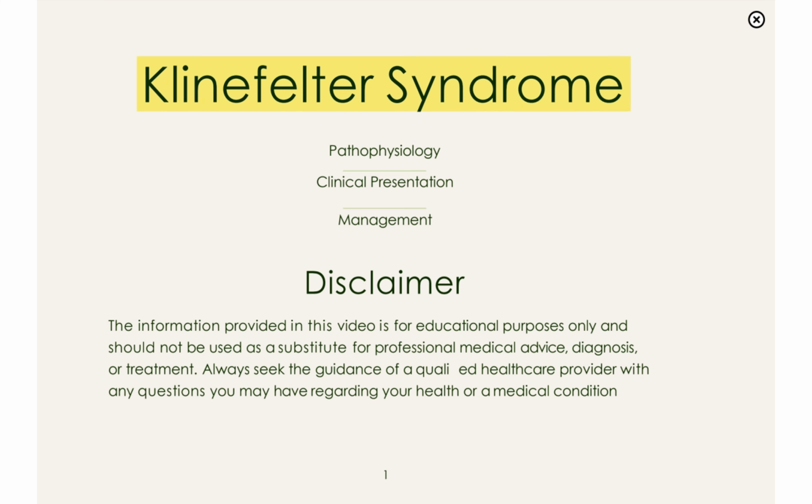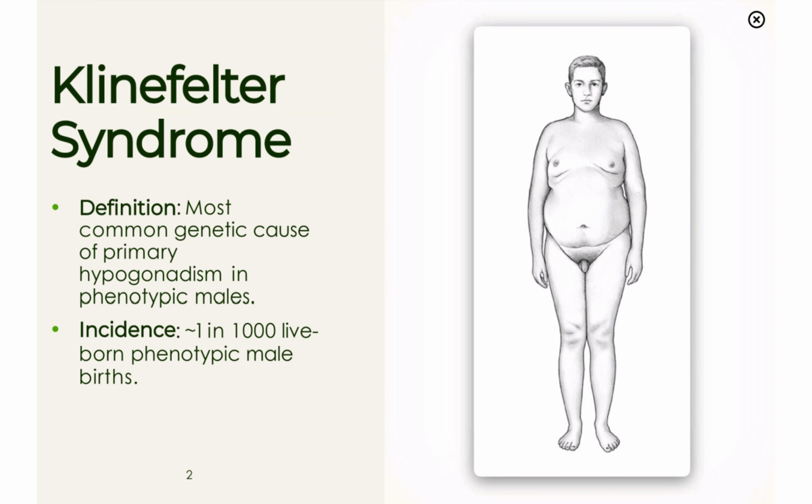All right, let's talk about Klinefelter Syndrome. We will review the pathophysiology, clinical presentation, and management. Klinefelter Syndrome is the most common genetic cause of primary hypogonadism, occurring in approximately 1 in 1,000 live births. It occurs as a result of extra X chromosomal material, and we'll talk about this shortly.